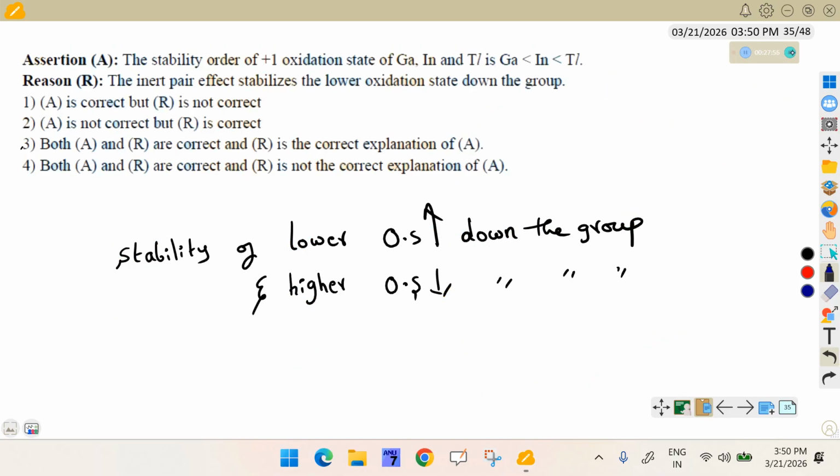The stability order of +1 oxidation state of gallium, indium, thallium is gallium less than indium less than thallium. Correct. The inert pair effect stabilizes the lower oxidation state down the group. Correct. A is true, R is true, R is the correct explanation of A.